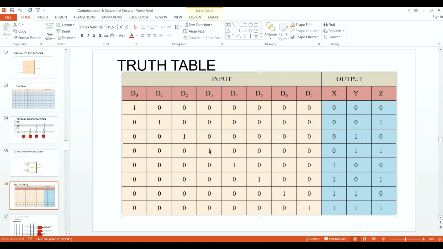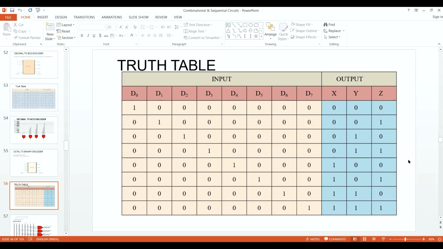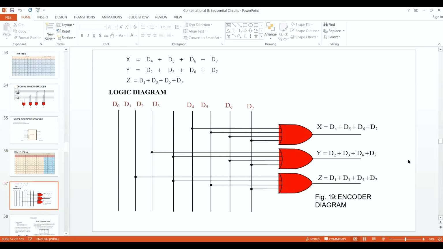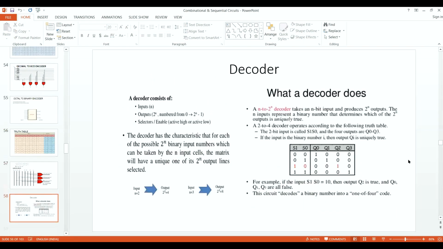When the 3 is on, we will have 0, 1, 1. When the 4 is on, we will have 1, 0, 0. But here we are talking about only 3 bits. We won't talk about the 4th bit. Don't keep X always 0. We will only use 3 bits because we're talking about octal, so we're talking about 2 raised to power 3. This logic diagram can be designed.